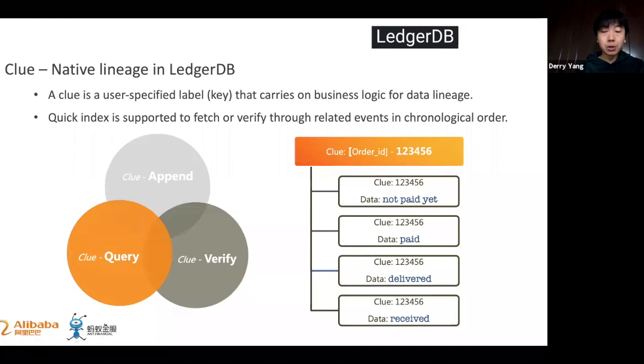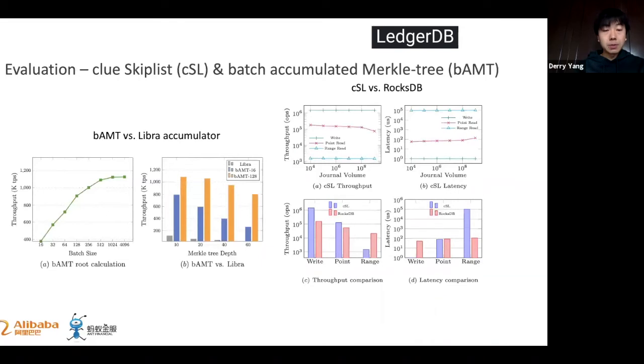We designed an optimized clue index structure and a dedicated verification protocol combining clue counter MPT for fast clue fetching and verification. Conventional accumulators calculate a root hash for each transaction. This makes CPU cost quite high when data volume is large. We designed the batch accumulated algorithm to calculate a single root hash for a batch of journals when system throughput is high. We can see that the bigger the batch size is, the higher the throughput will be, but the proof granularity will be lower.